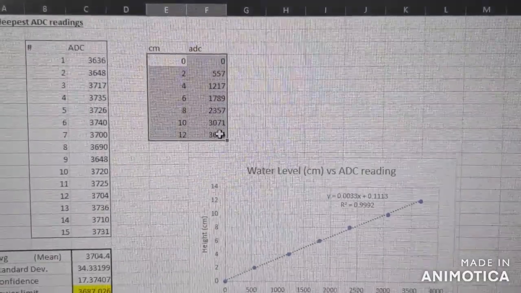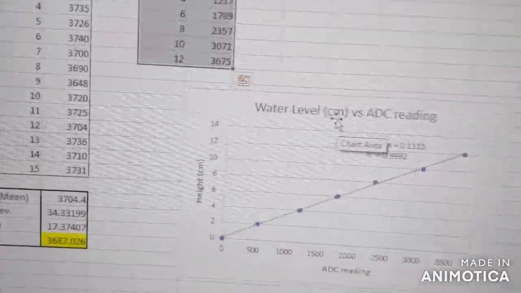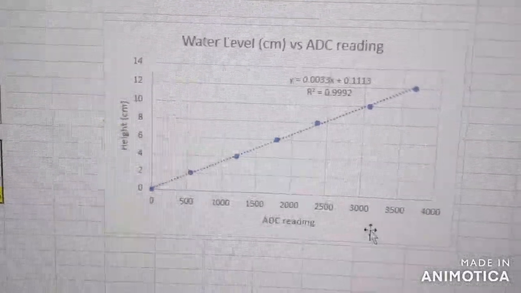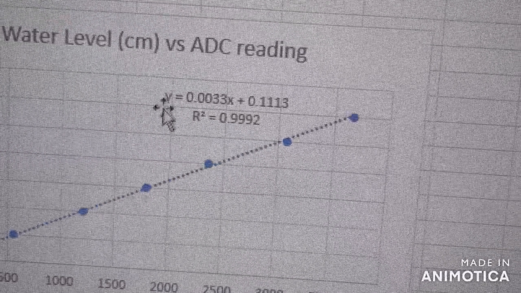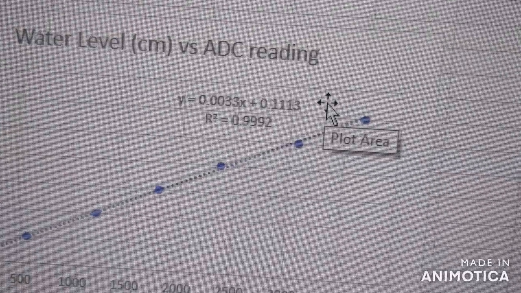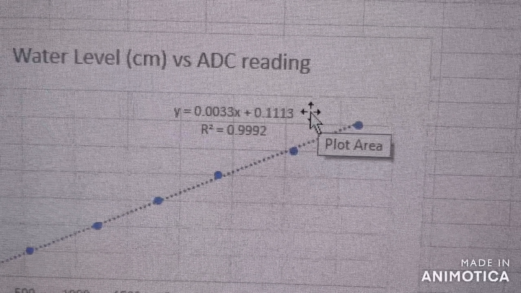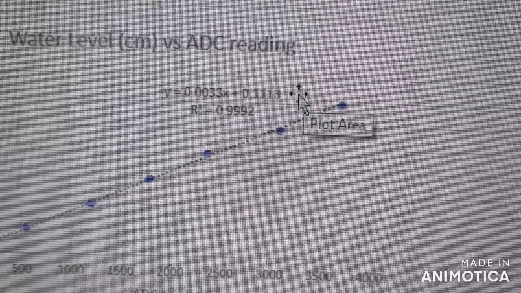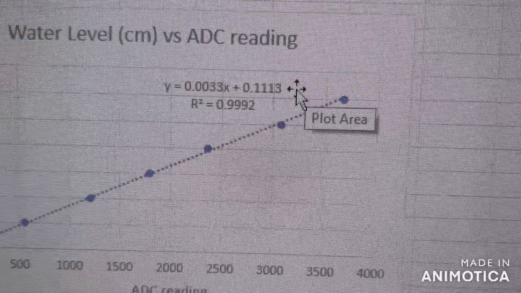These are the plot points for this graph. Here's height, ADC reading, and then this is the equation that I use for turning the ADC reading into a centimeter reading.